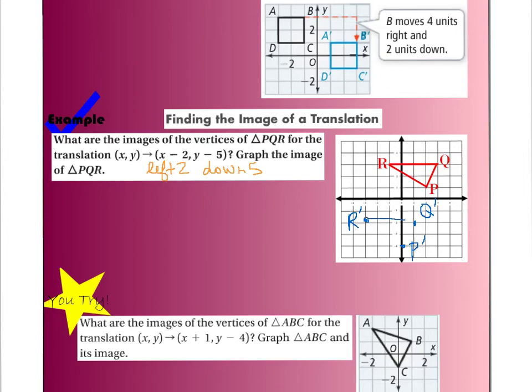So now there is my new picture, and it's not perfect, but you can tell that I've taken that image and I've moved it. This was my pre-image, this is my image, and it's asking me to graph it using that rule, so I'm done. I took my red triangle, I followed the rule left 2, down 5, I created my image, and now I'm done. So there's a Try problem for you at the bottom of this slide. Go ahead and do that and bring it to class tomorrow.